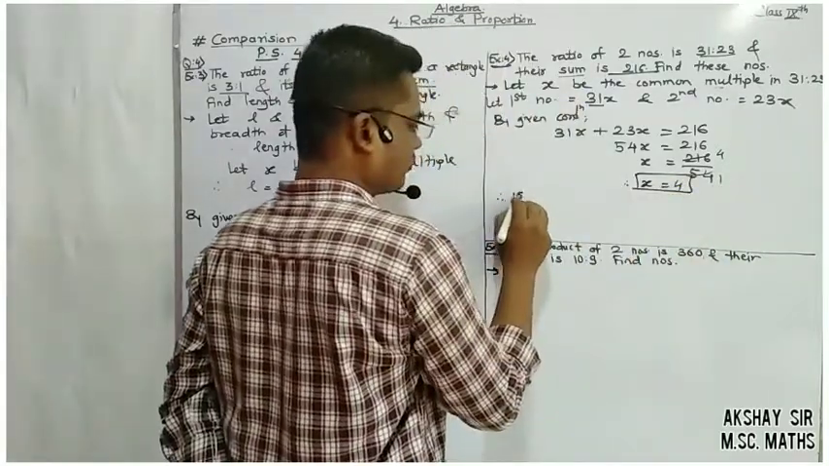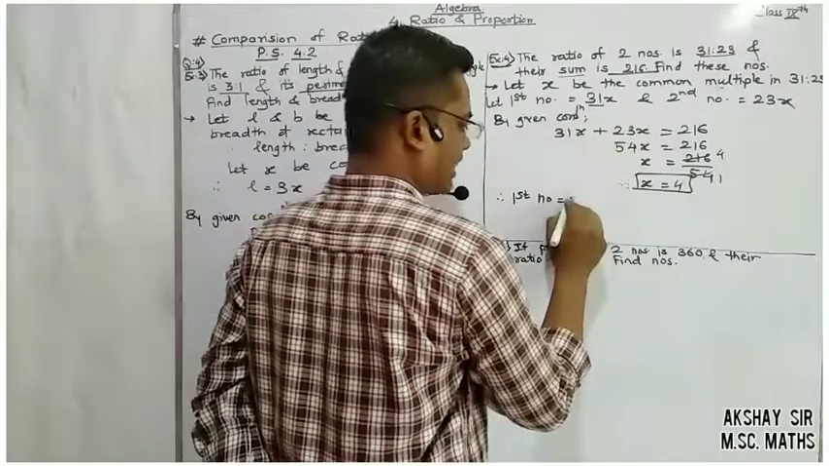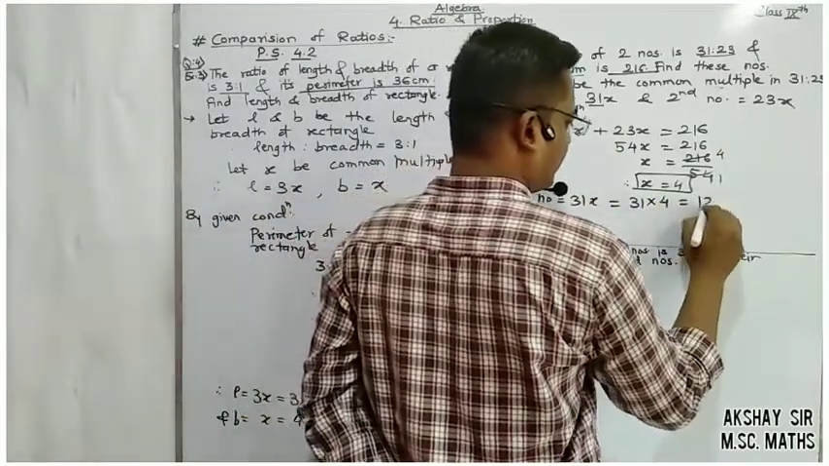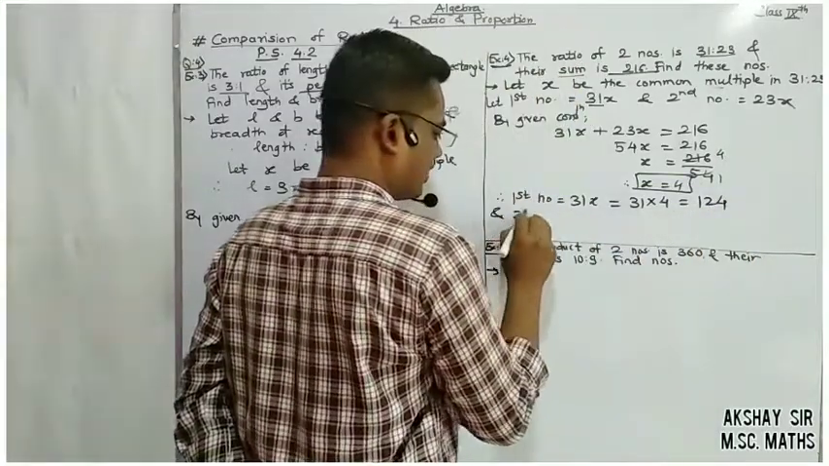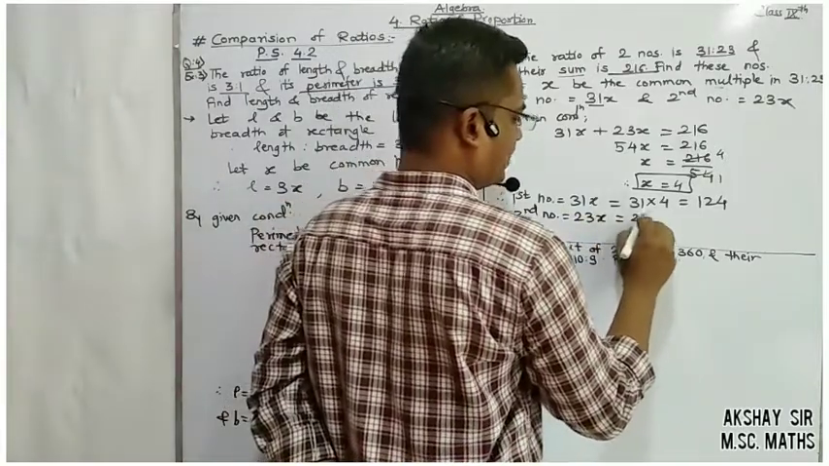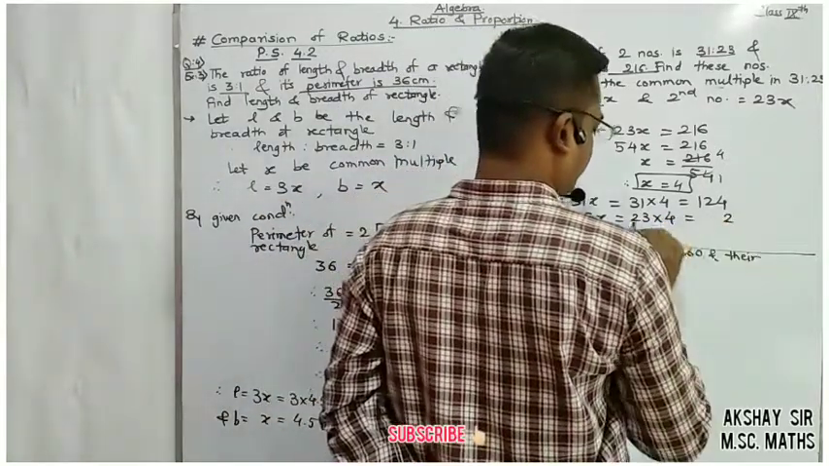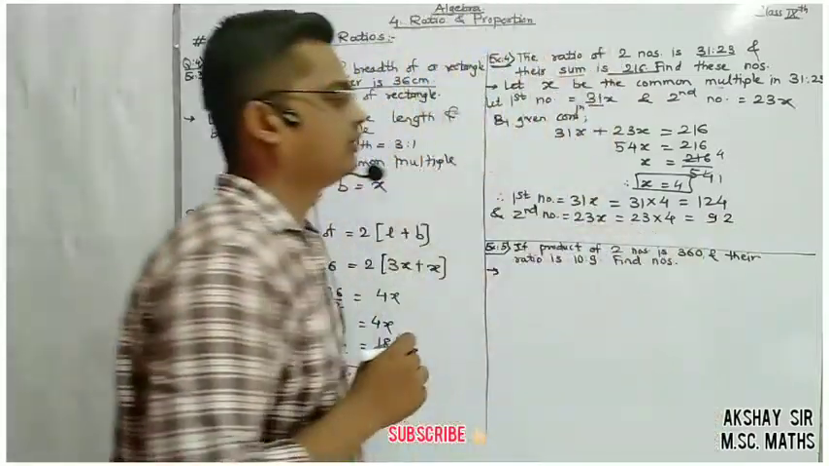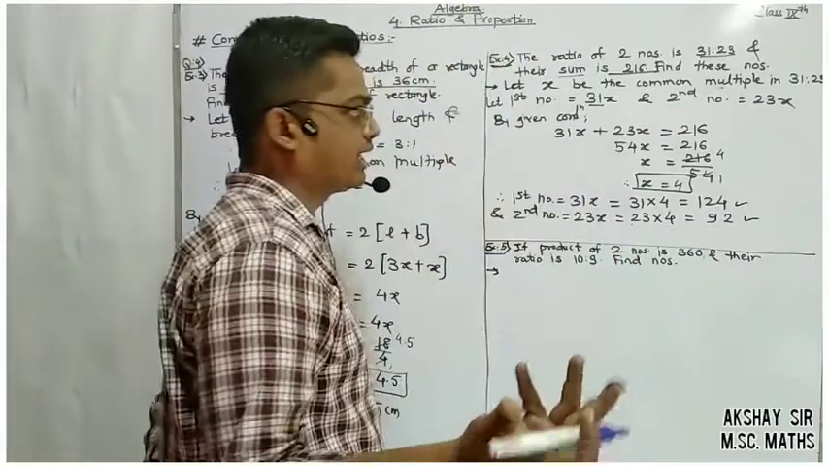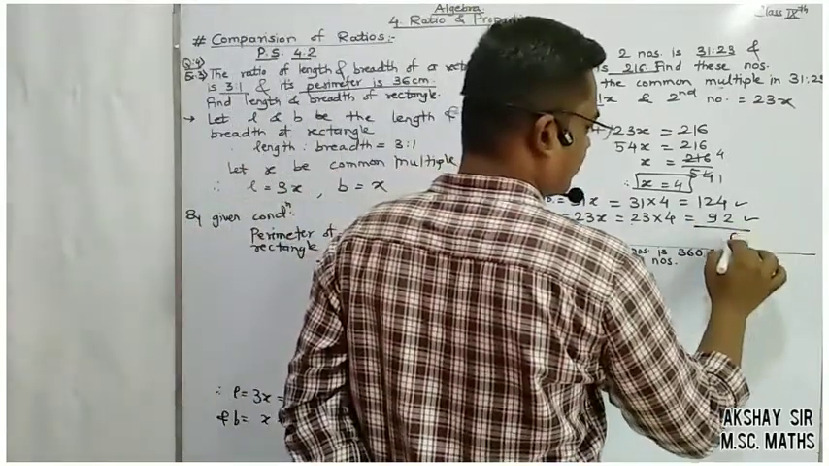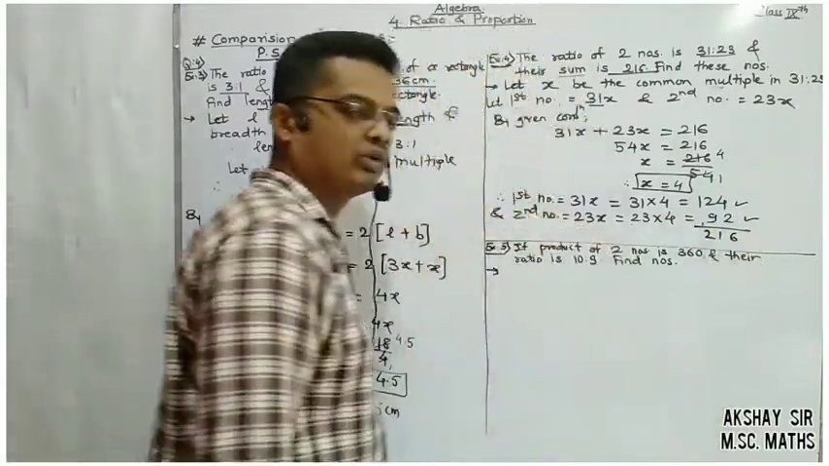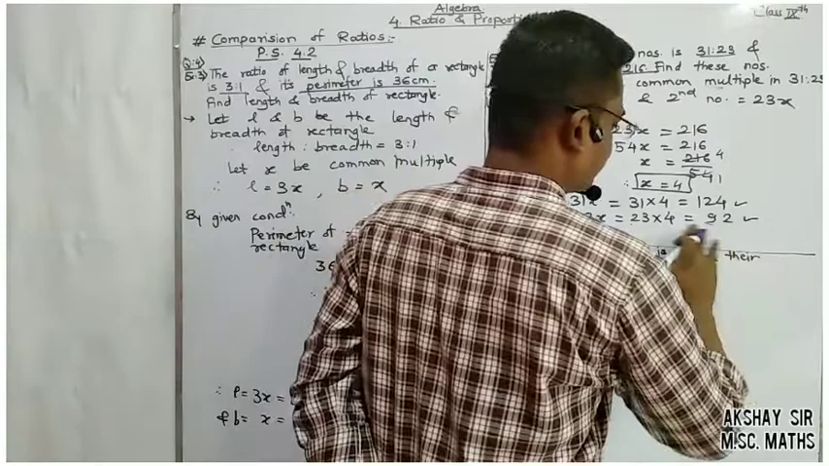Now you can get the numbers. So the first number that we have taken as 31x will be 31 into 4, which will be 124, and the second number is 23x, that is 23 into 4, which will be 92. So in this way we got the two numbers as 124 and 92. You can cross check it again. If you add these two, you will get 216. So our answer is correct. You can cross verify in this way also.